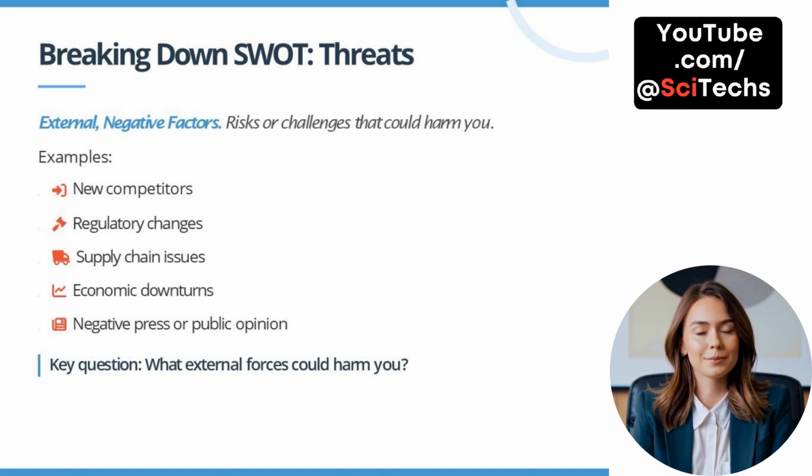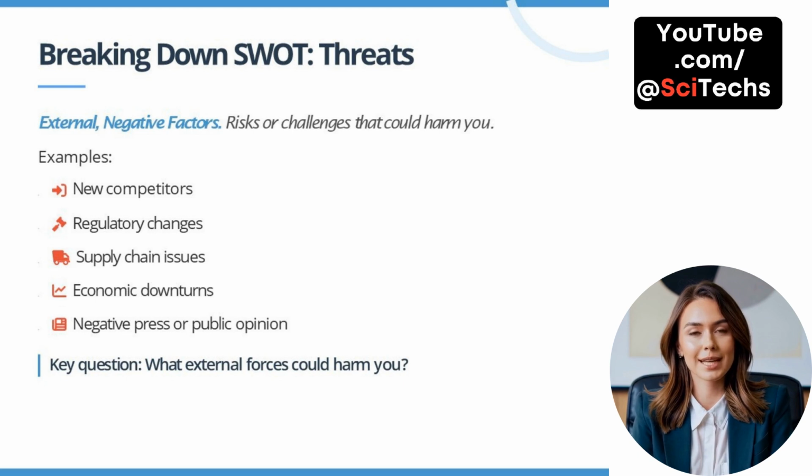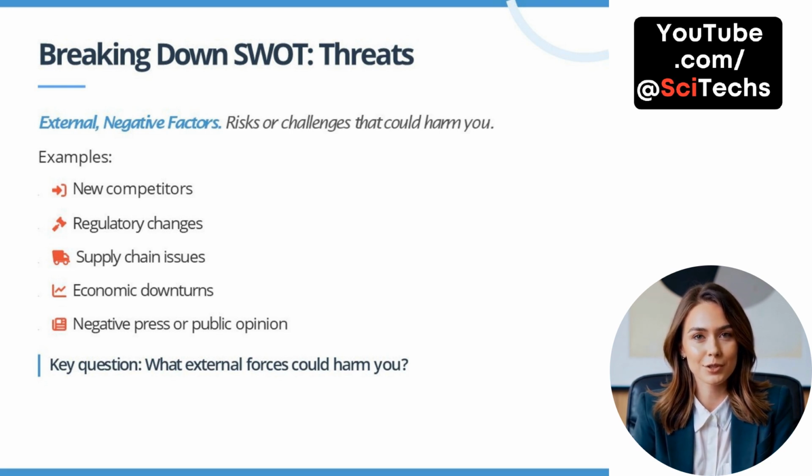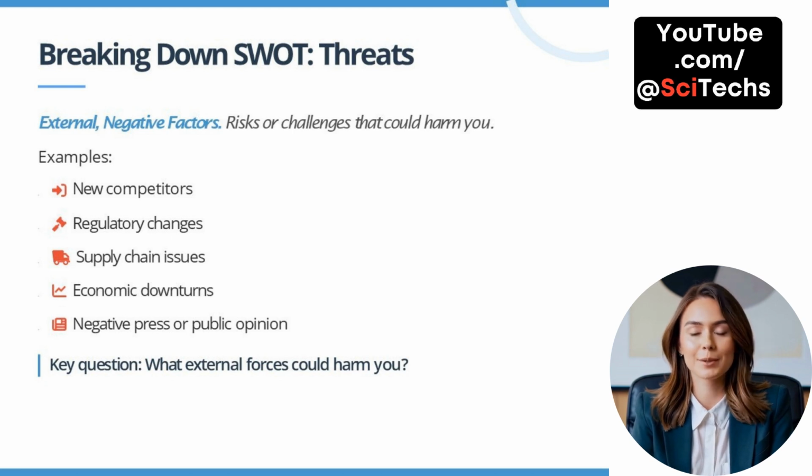Breaking down SWOT: Threats. Threats are external, negative factors that could hinder performance or derail objectives. Unlike weaknesses, threats are typically beyond your control. Common examples include new competitors entering your market, regulatory changes that add complexity, supply chain disruptions that delay production, economic downturns that reduce demand, or negative media coverage that damages reputation. These forces can impact both startups and established firms, and individuals too.